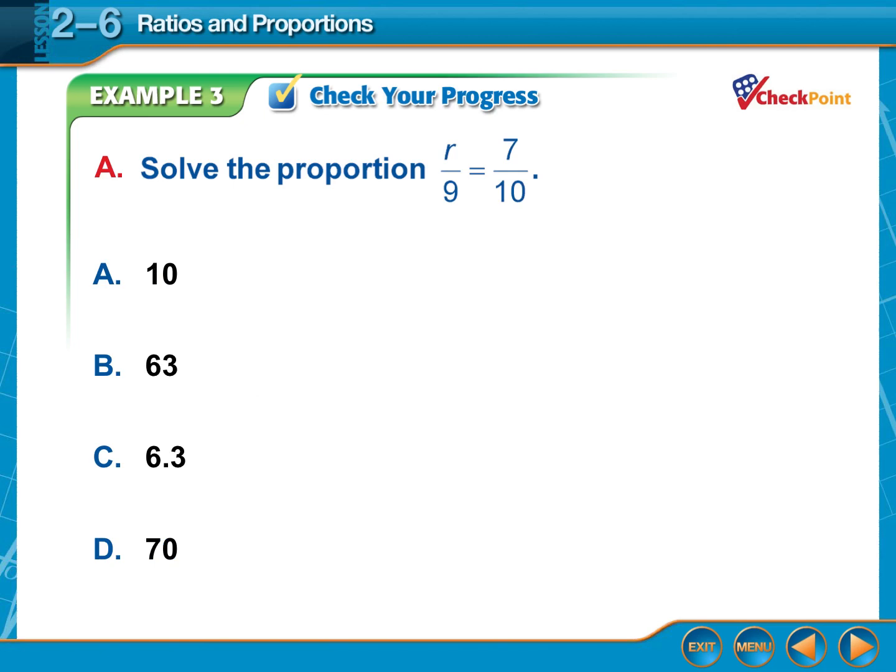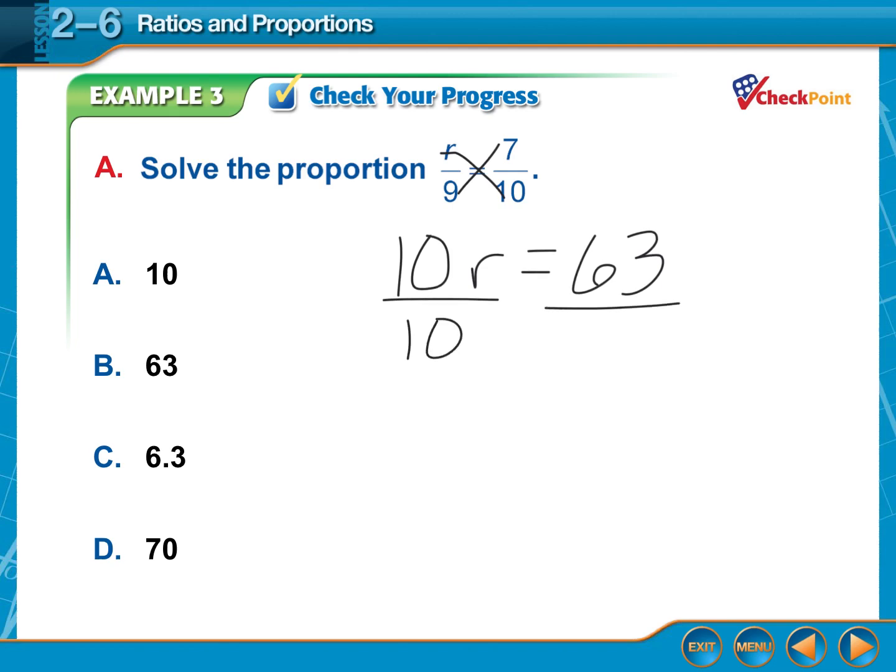So here, which ones multiply together? R and 10. So I'm going to write 10R equals 9 times 7, which is 63. Last step would be to divide by 10 on both sides. Remember, show your work. And then you get 6.3 as your answer. Continue to show your work.